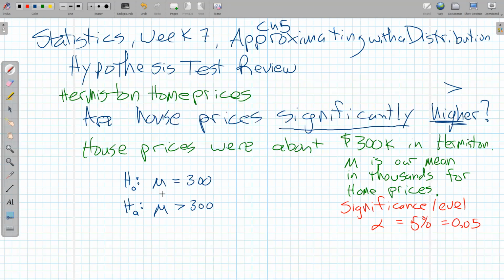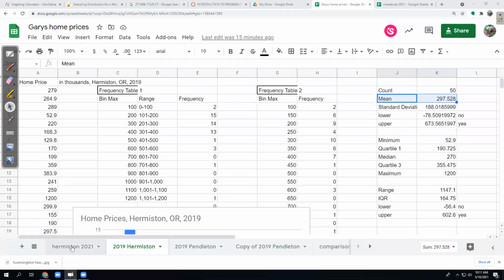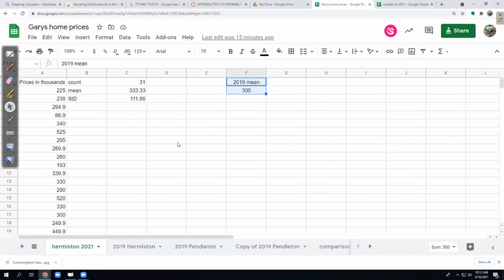So I got that. Next thing we need to do is take a look at the data and think about a sampling distribution. So back to the data over here, Hermiston. I have my sample mean, my sample standard deviation. Now I don't know the population standard deviation. I just have this estimate from the sample. And like the mean of a sample estimates the population mean, the standard deviation of a sample estimates the population standard deviation. We'll talk more about that next week.